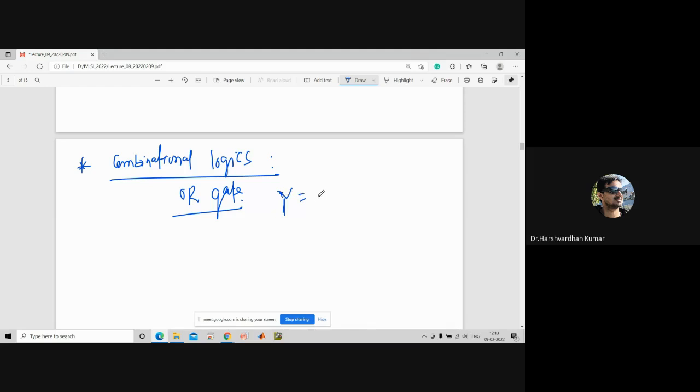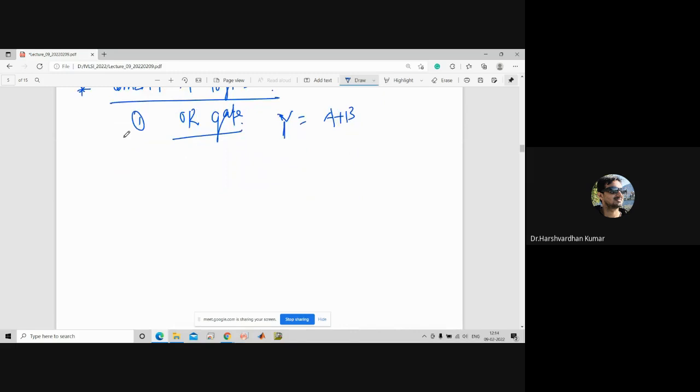Let us say A and B are the inputs and Y is the output for the OR gate. Then what will be the Boolean expression for the OR gate? Do you remember? It will be Y is equal to A plus B.